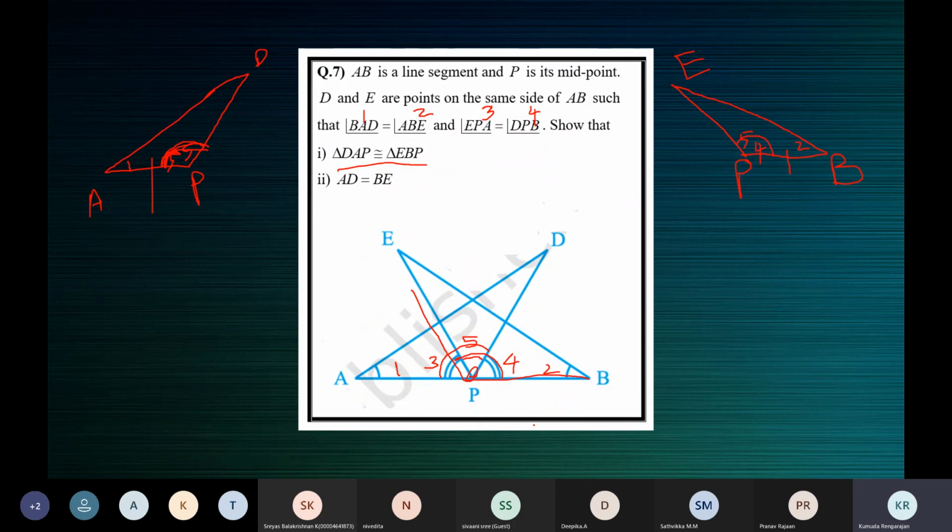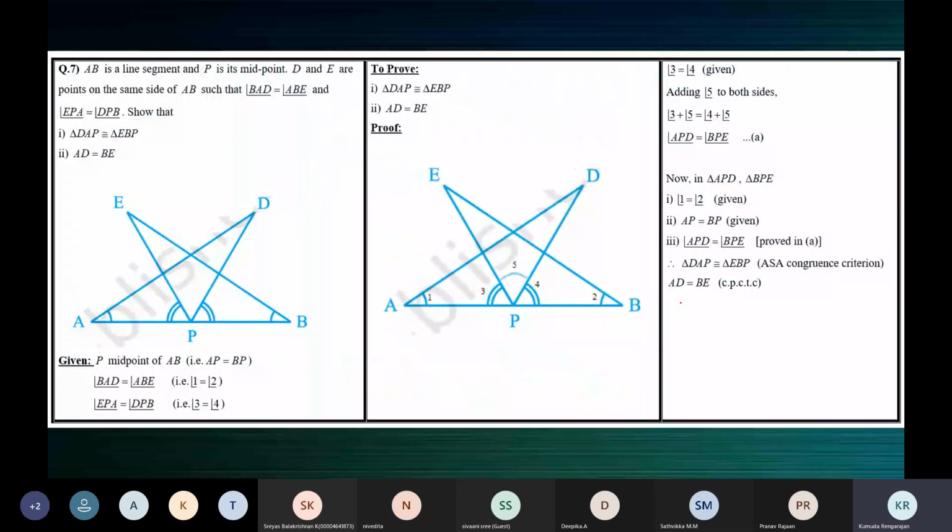So what's the rule you will get? You mentioned two pairs of equal angles, and you can see that the sides are the included sides. AAS, ma'am. ASA, ma'am. ASA. ASA congruence rule, the two triangles are congruent to each other.